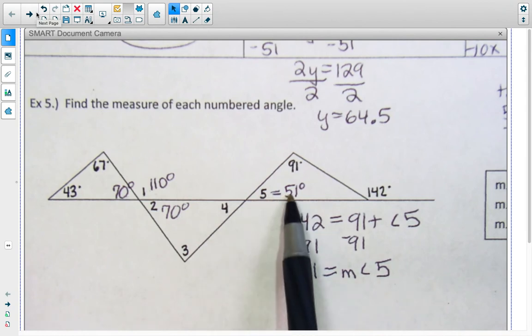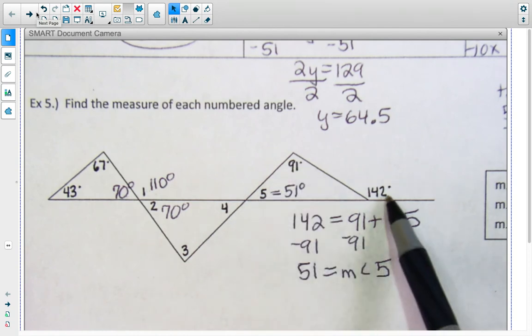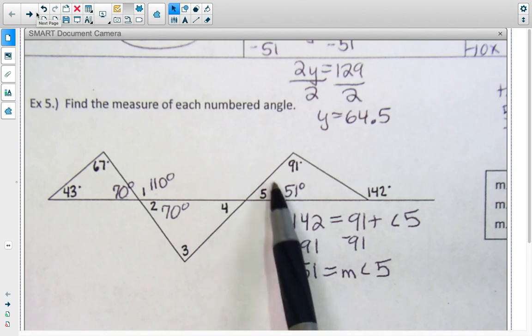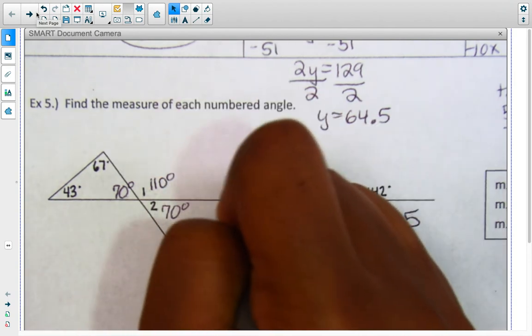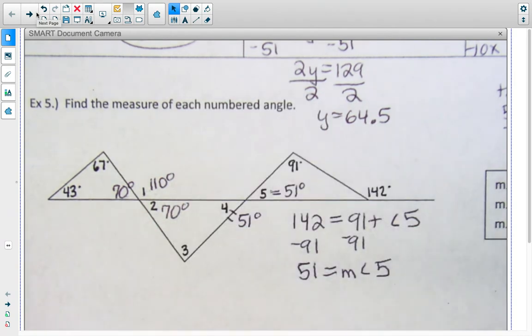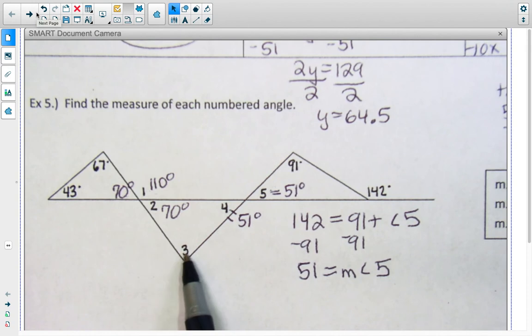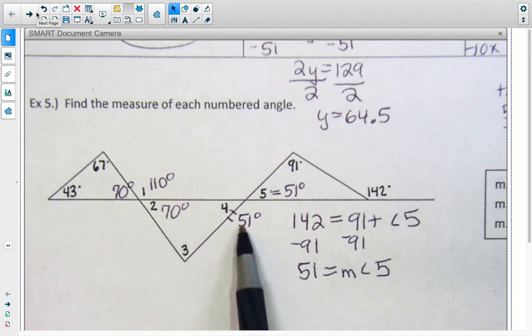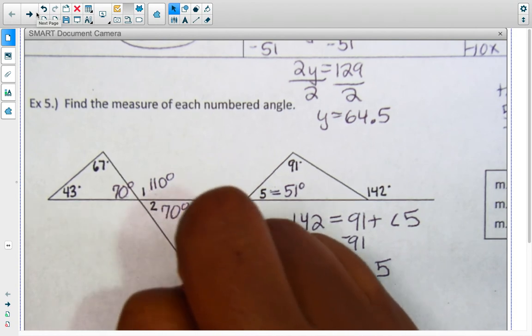So I found this was 51 by using the exterior angle theorem, which says remote angles, add those together, is equal to your outside angle. Now these are vertical angles. So if this is 51 degrees, so is this one. So 51 degrees. And the last one that we need to find is this. So if I do 70 plus 51, subtract from 180, it'll give me this angle here. So 70 plus 51, subtract from 180, gives me 59 degrees.